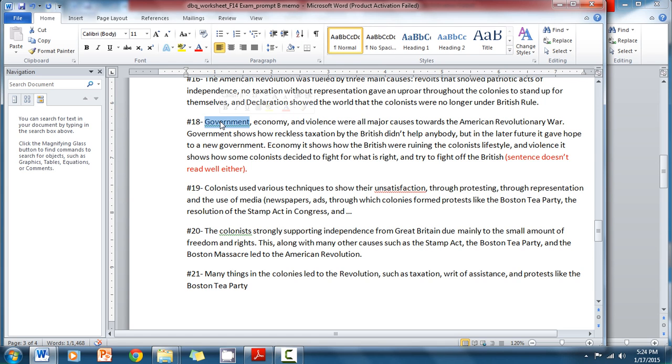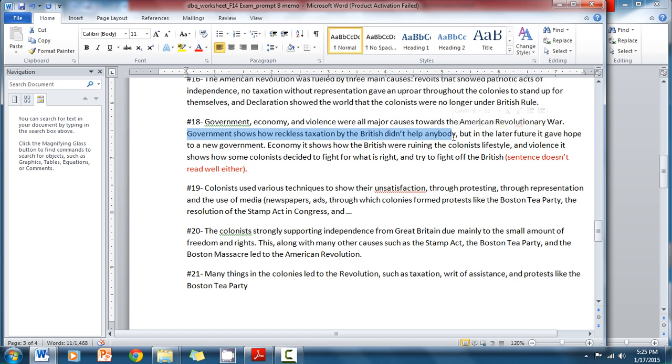Government shows how reckless taxation by the British didn't help anybody. I'm not really sure what you're trying to say here. If you are trying to hint that maybe one of the causes of the war was an oppressive government, then maybe you should add some kind of descriptor or adjective. But just to say government was the cause of the revolution, well, what about the government? I just can't follow this.